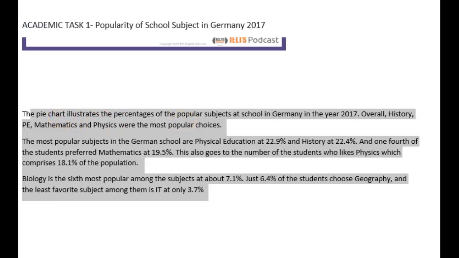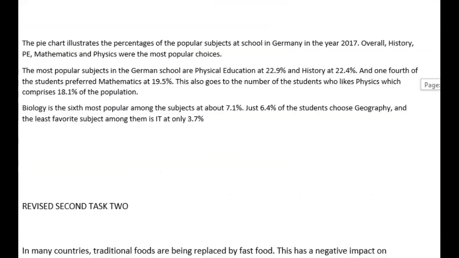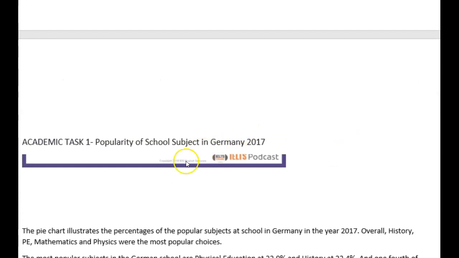Let's see. Overall, history, PE, maths, and physics were the most popular. That was fine. So up to here, you were fine. I like the way you separated these. So I absolutely agree with the way you did your paragraphs, but I don't agree with the way you developed this. It was far too short, as I already told you. Where's the image? Something happened when you tried to include the image. So let me pick it up and let me find it for you and then we'll talk about it.